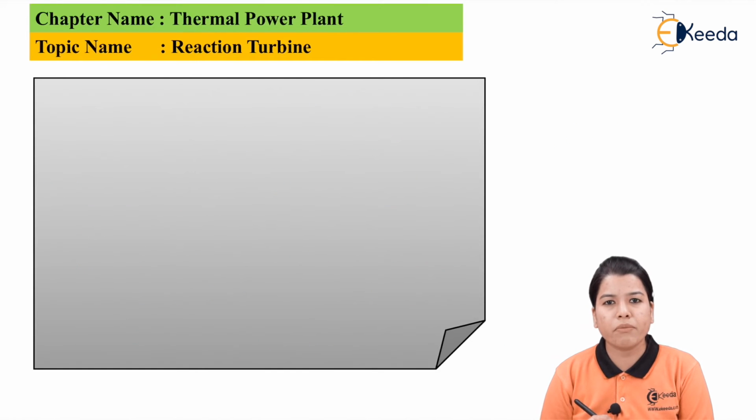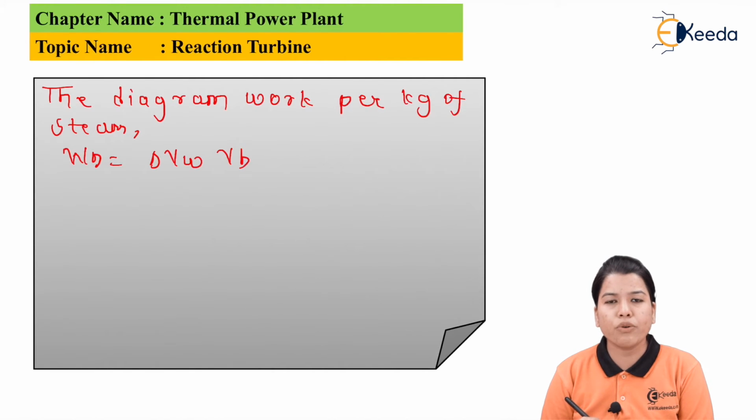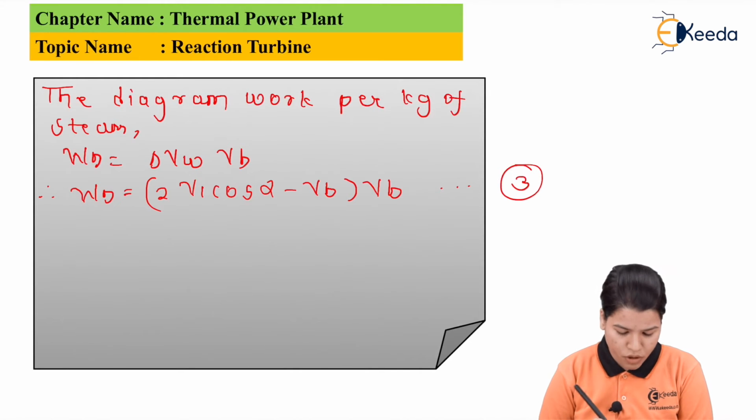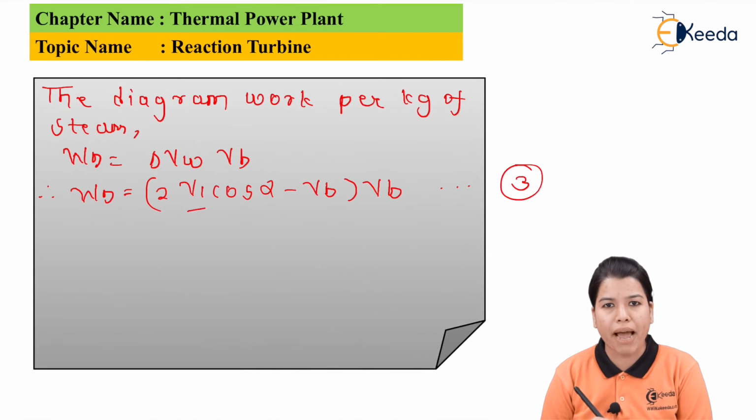So the diagram work per kg of the steam can be given by WD is equal to delta VW multiplied by VB. Now we have already found the value of delta VW. Substituting in this equation, we get WD, that is work done per kg of the steam, is equal to twice V1 cos alpha minus VB multiplied by VB. Let it be equation number 3.